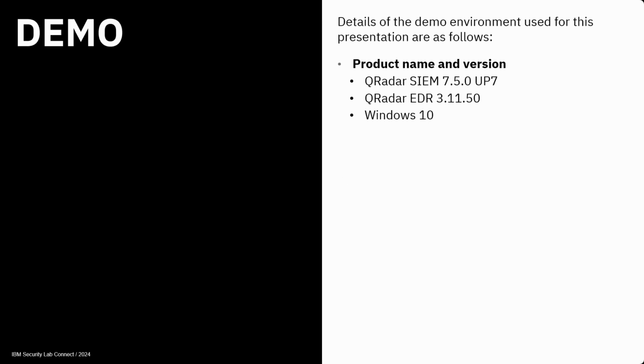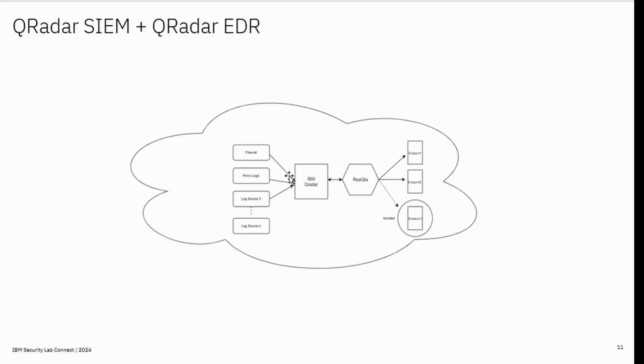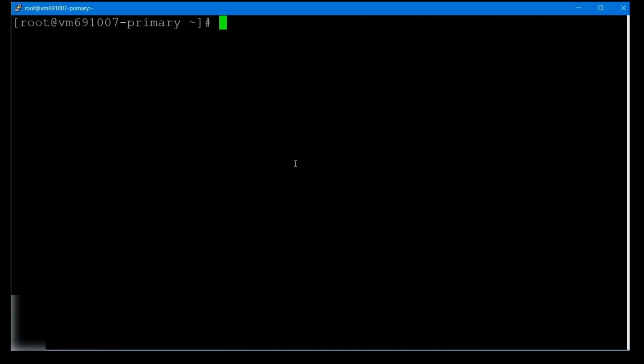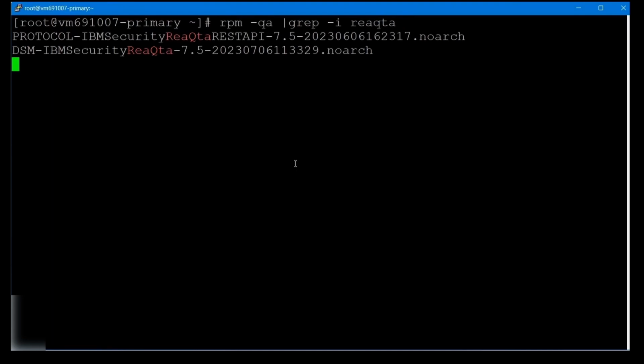servers. So as for our diagram over here, let us now see what things need to be changed or make changes at the console level and the EDR server level to make this integration possible. So first, we'll go to a SIEM server at CLI level, and then we'll install the required Reactor DSMs and the protocols. So what are DSMs?